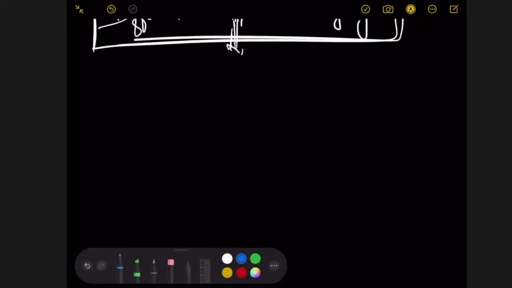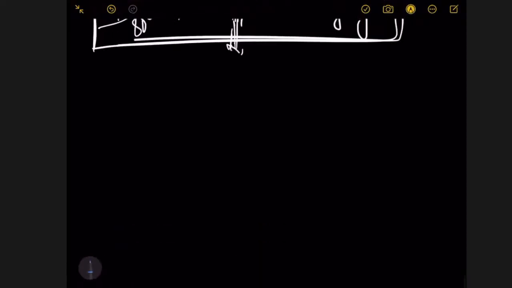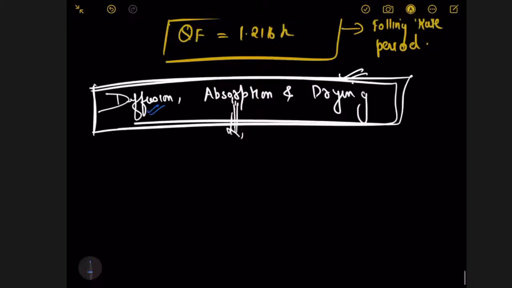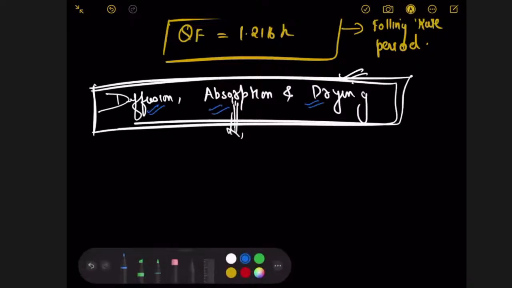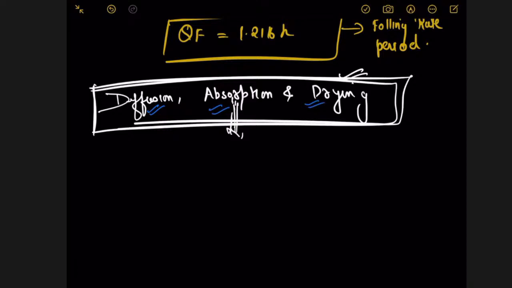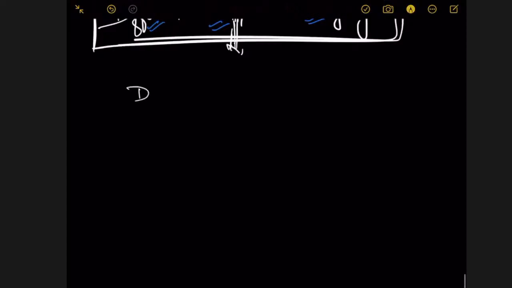So in yesterday's lecture, we saw the topics diffusion, absorption and drying. Today we are going to see the most important topic, that is distillation. This is the most favorite topic of the GATE examination. You will always see one question from this part. So you have to make sure that in this part you do not make any mistake.